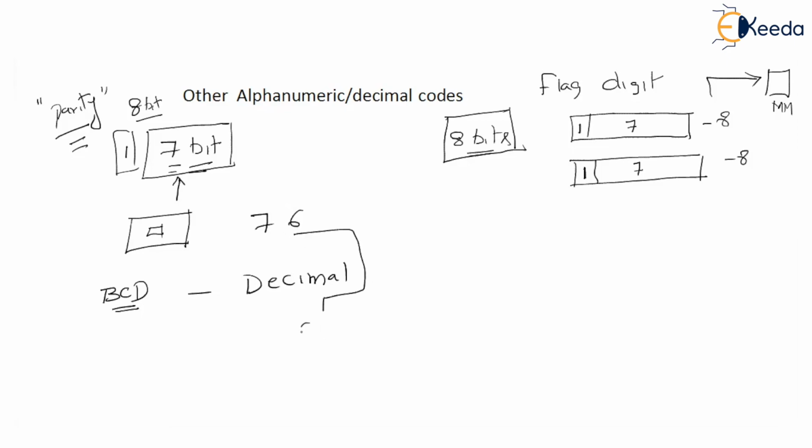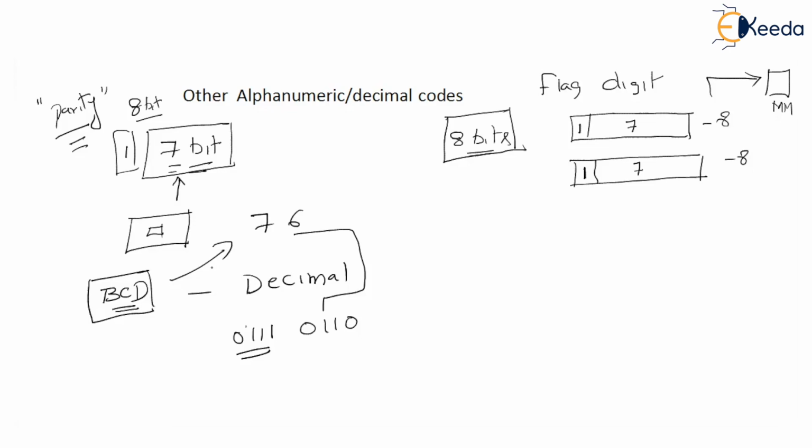6's equivalent is 0110. 7's equivalent is 0111. So 76 in BCD will be 0111 and 0110. You know what BCD is already. Since the computer system cannot understand decimal directly, we use BCD, which is a binary format for a decimal.